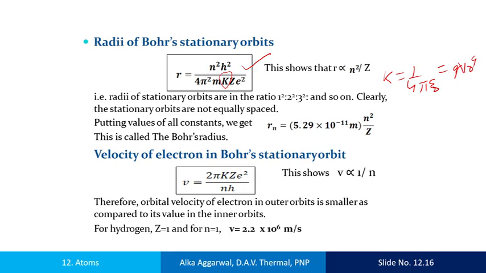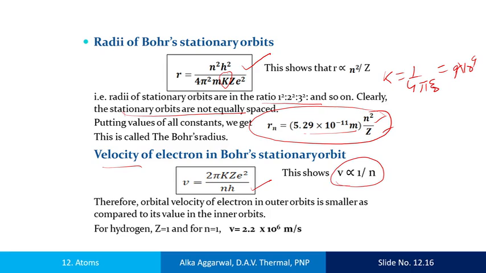It means the radii of the orbit depend on these factors. It is the value of all the constants, and it shows that the orbits are not equally spaced. Now, the velocity of the electron is obtained by this relation, and it shows that the velocity is inversely proportional to the orbital quantum number.